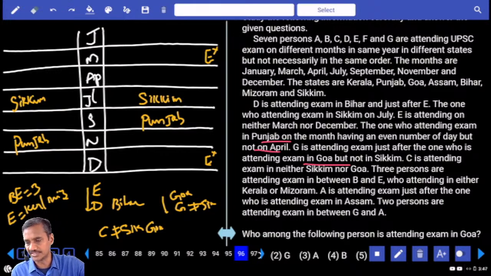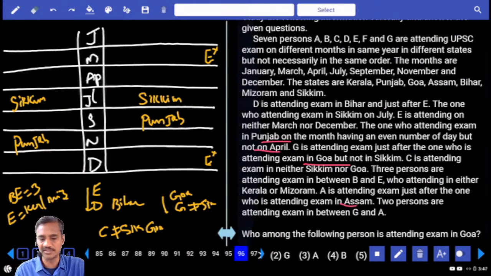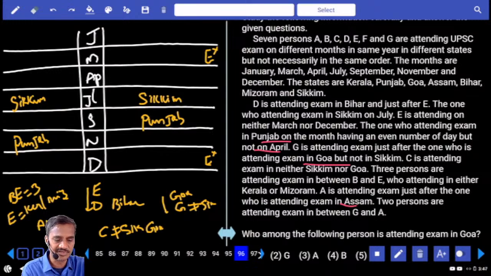A is attending the exam just after the one who is attending in Assam. Now A is immediately after Assam. And there are two persons between G and A. Now in between G and A, there must be exactly two people. Now this is the information given.